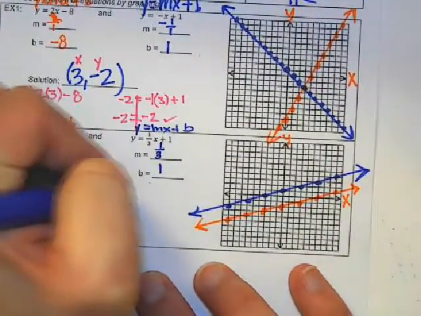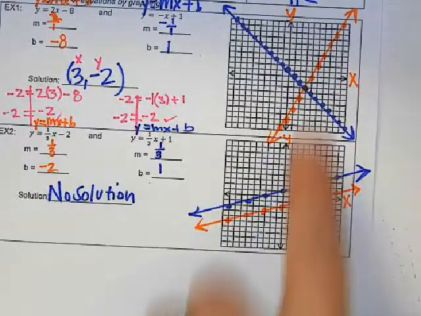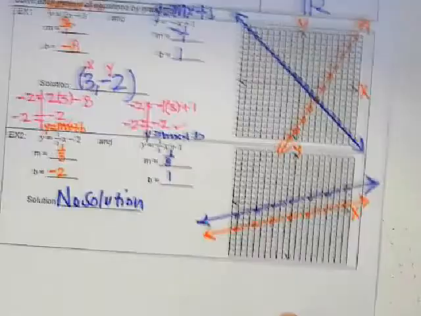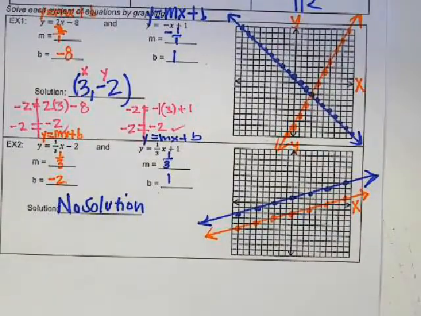How are we feeling? Pretty good. So the only thing that you learned new today, you guys already know how to graph. You already know how to find your m and your b. The only new thing today is telling me where they cross. Okay? All right. Questions?